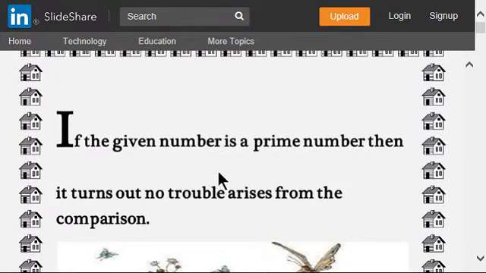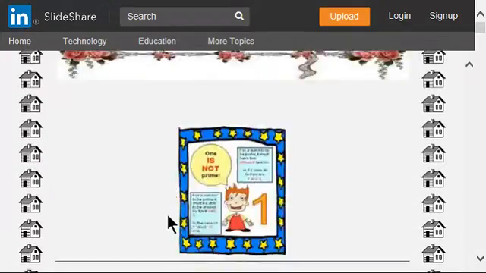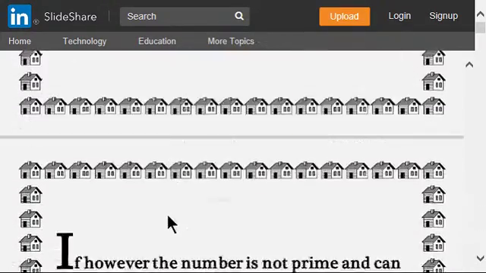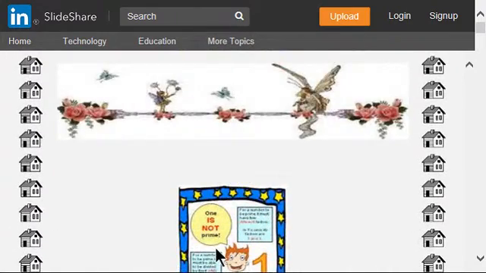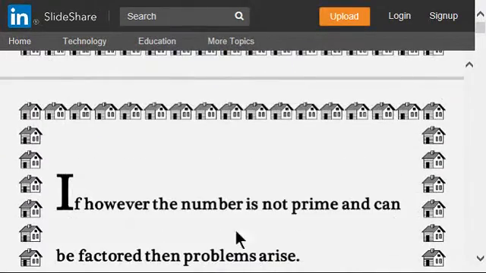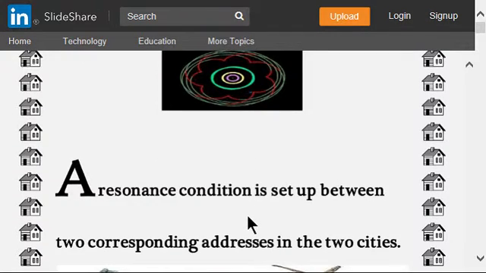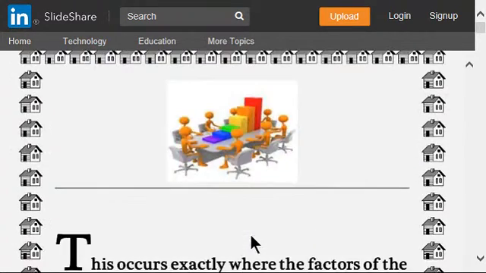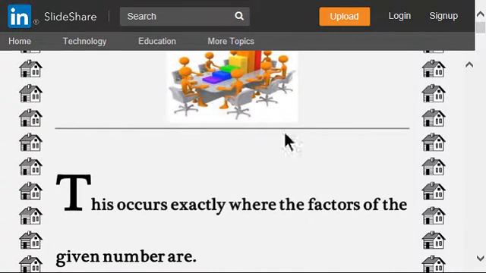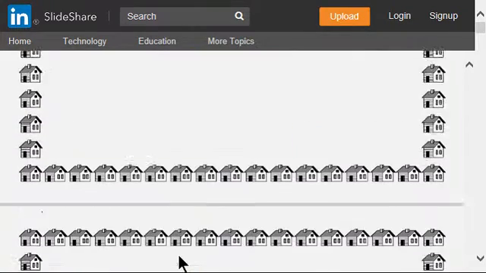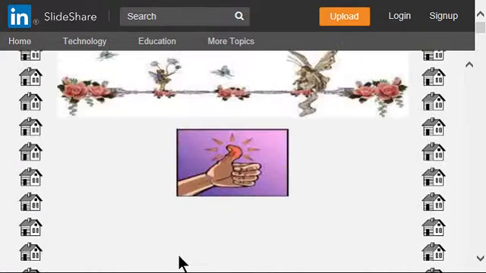If the number is a prime number, no trouble comes from the comparison. However, if the number is not a prime, problem will come. The number is not a prime and can be factored, problems come. A resonance condition comes. It's a big bang. A resonance condition is set up between the two corresponding addresses, and the two people in the two cities start fighting. This occurs exactly where the factors of the number are. The factors now stand out as sore thumbs whenever the resonance comes.